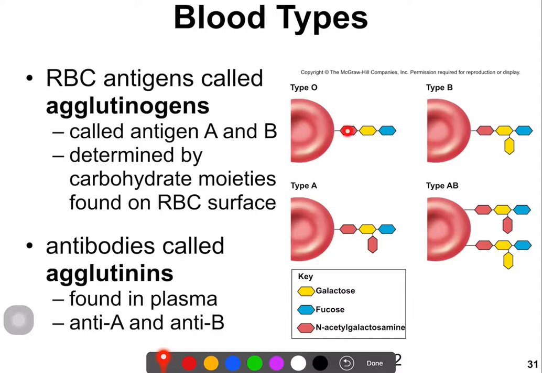You can see here in type O, you just have the basic backbone. There is no side chain. In type B, we have the same backbone, but here we have a different one. In this case, it happens to be a galactose. In type A, same backbone as we've seen. The only difference is that we have this N-acetyl group right here as the side chain. And if you have AB blood, it means you have antigens of the type B and the type A both present within you.